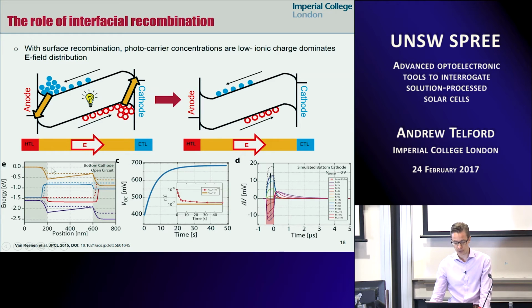And by assuming that, we could show that initially the bands are pointing in the wrong way, and then they flatten out after about 45 seconds to a minute. Again, by just introducing the surface recombination, we could simulate the slow evolution of the VOC. And then we could simulate the negative transient response at early times.